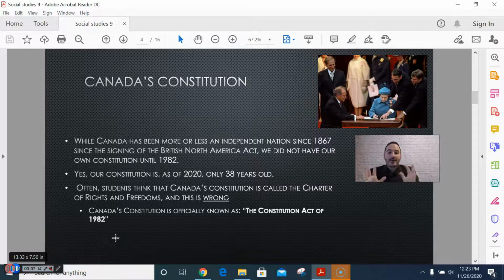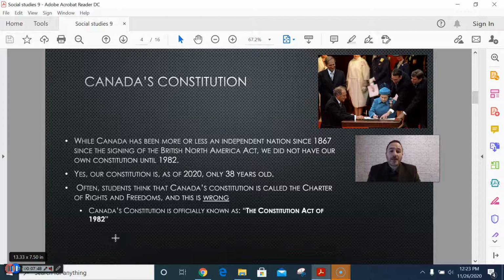And guys, often, and please don't make this mistake, students think that Canada's Constitution is called the Canadian Charter of Rights and Freedoms, and that's not true. Canada's Constitution is called the Constitution. The Canadian Charter of Rights and Freedoms is a small subsection of it. There's parts of the Canadian Constitution Act of 1982 that date back to the British North America Act of 1867. There's parts of our Constitution that even date back as far as something called the Magna Carta of 1215.